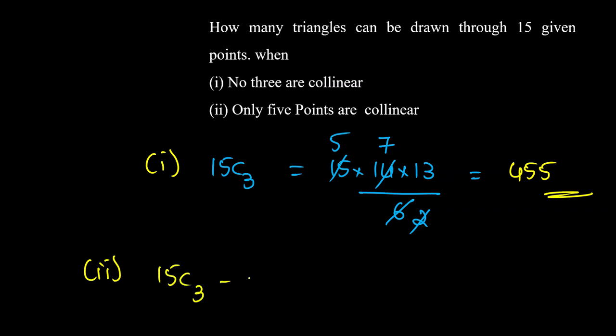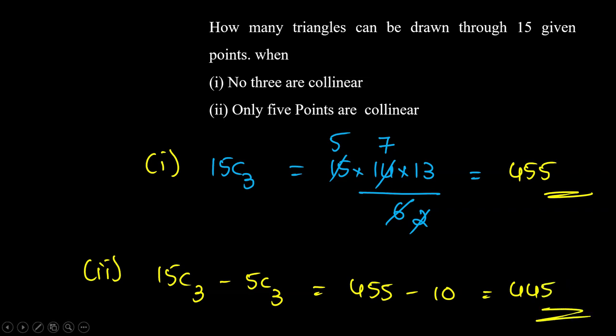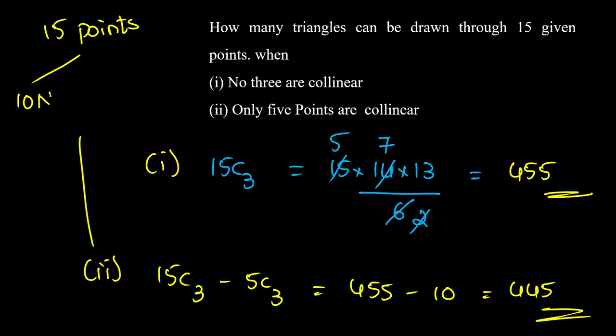15C3 minus 5C3. Why minus 5C3? Guys, why minus 5C3? With collinear points, we cannot form a triangle. So out of the total 15 points, we have taken all triangles, but with collinear points, a triangle cannot be formed. We removed those with collinear. We have 5 collinear points. With that, what triangles can be formed? We are removing it because it's not possible. So 15C3 minus 5C3, 445.